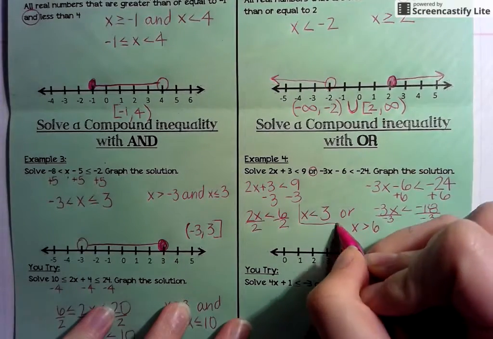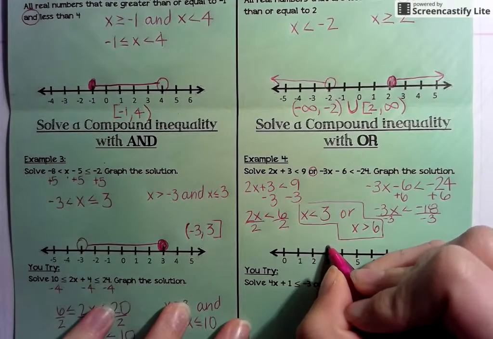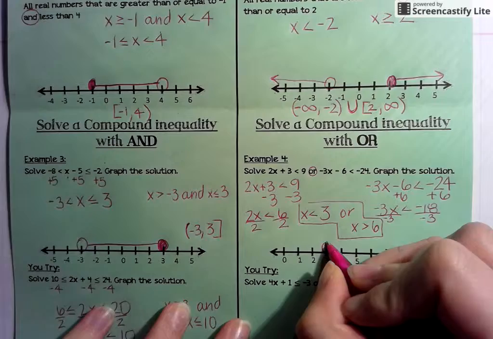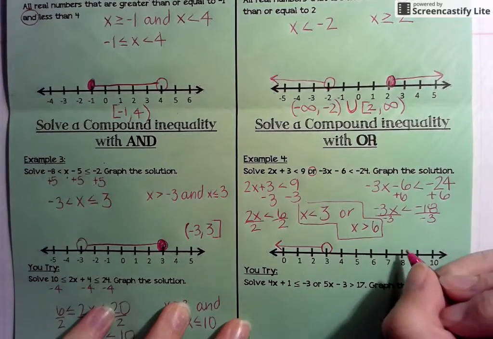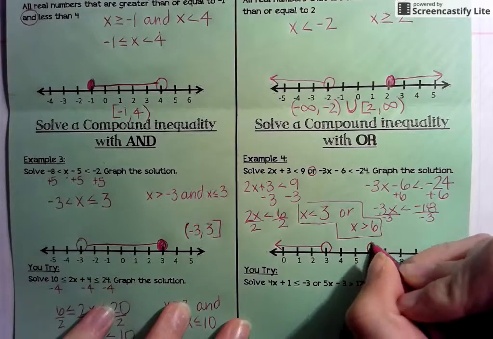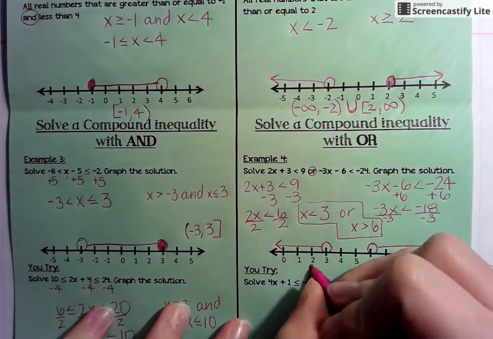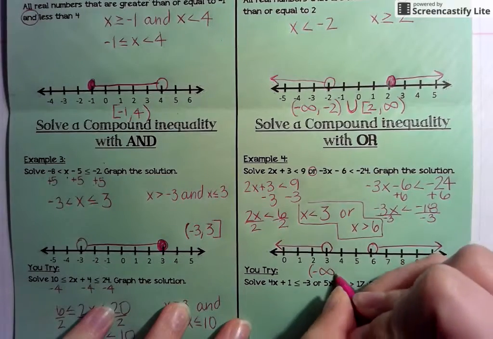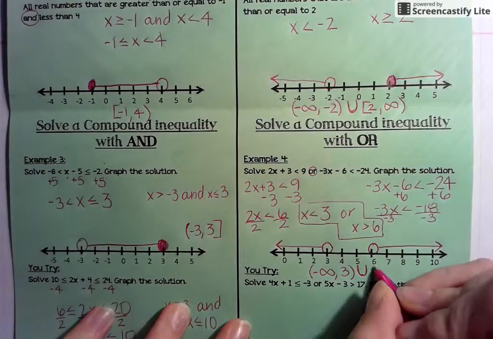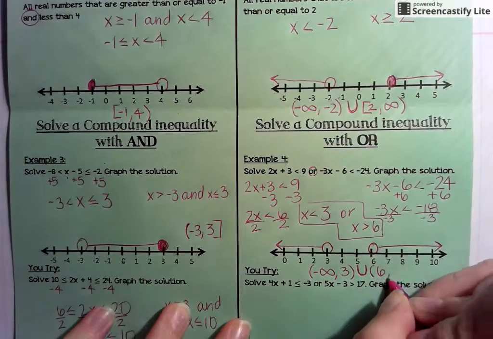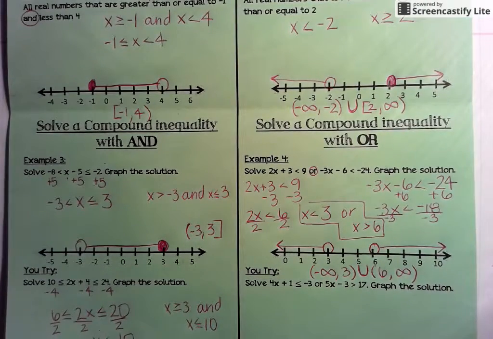So this is what I'm going to be graphing right now. So if x is less than 3, I'm going to have an open circle, and I want numbers that are less than 3. For 6, I want numbers that are greater than 6, so I'm going to have an open circle on 6. So my interval notation is going to be negative infinity, comma, 3, parenthesis. I'm going to have that union symbol. Then I have 6, comma, infinity, parenthesis.